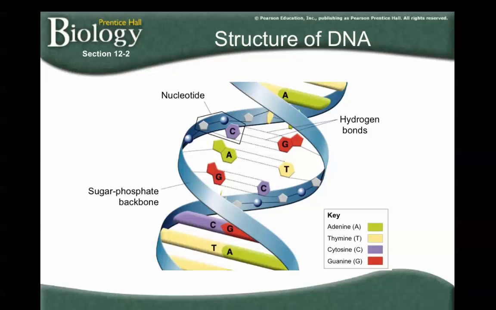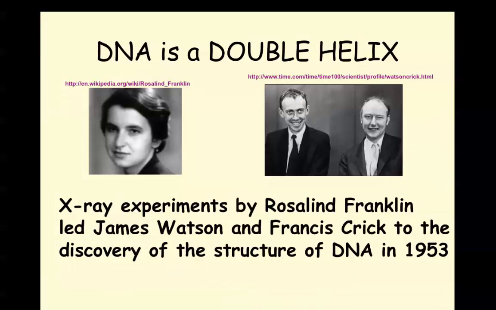All right, so this is pretty much what DNA looks like. What you should think of is a double helix molecule, okay? That means that it's double-stranded, and the helix is basically that twisted shape. We have a couple people that are responsible for this. The X-ray experiments by Rosalind Franklin, that's that woman on the left, led James Watson and Francis Crick to the discovery of the actual structure of DNA.